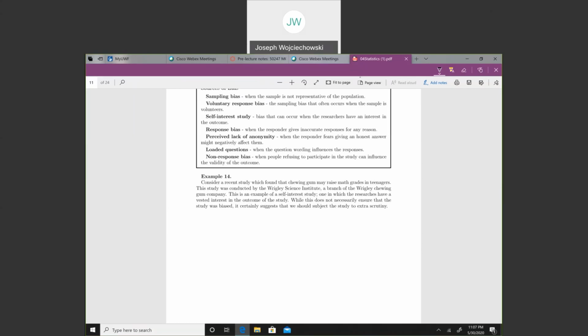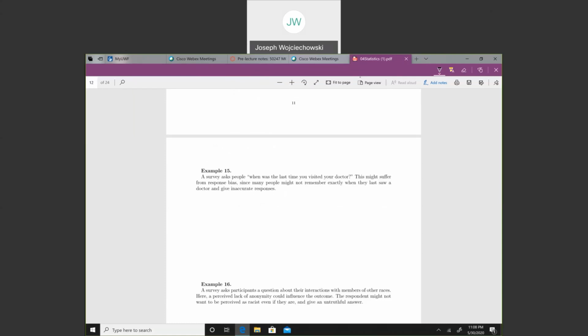So let's consider a recent study which found that chewing gum may raise math grades in teenagers. This study was conducted by the Wrigley Science Institute, a branch of the Wrigley Chewing Gum Company. This is an example of a self-interest study, one in which the researchers have a vested interest in the outcome of the study. While this does not necessarily ensure that the study was biased, it certainly suggests that it would subject the study to extra scrutiny.